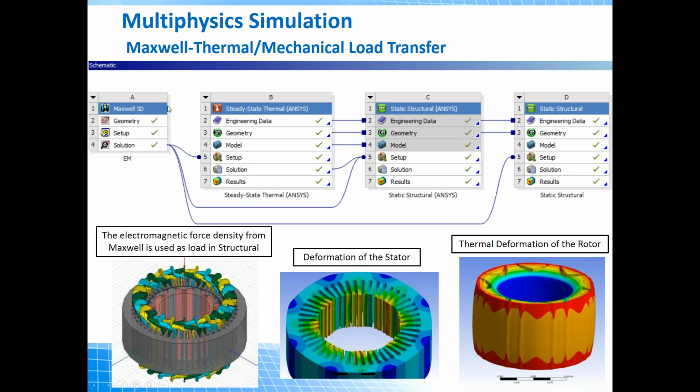Basically you have your model, your motor design, you do the electromagnetic analysis, and then bring the forces to ANSYS Mechanical to do the stress analysis and look at the deformation of your model, and you can also bring the losses to the steady state thermal to look at the heat and temperature distribution on your motor.